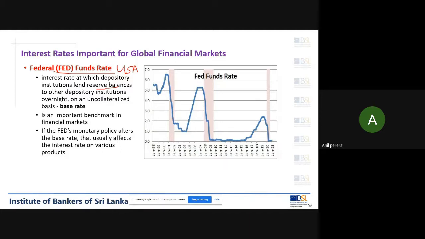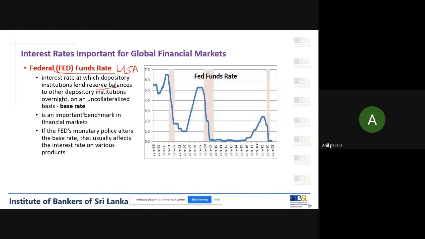Uncollateralized means there's no security involved. Even in our call market, I forgot to tell you, this lending and borrowing happens without any collateral. No securities are kept as collaterals, right? Uncollateralized means no securities involved. In the US market also, this uncollateralized loan average rate, we call it the Fed funds rate. So it's very similar to our AWCMR. So it is the benchmark interest rate for the US economy.